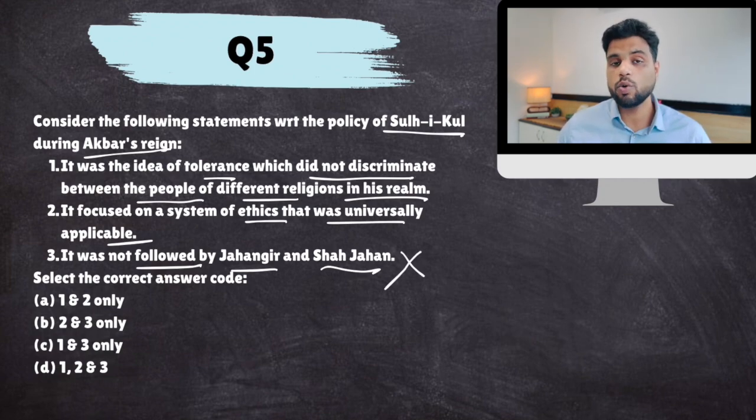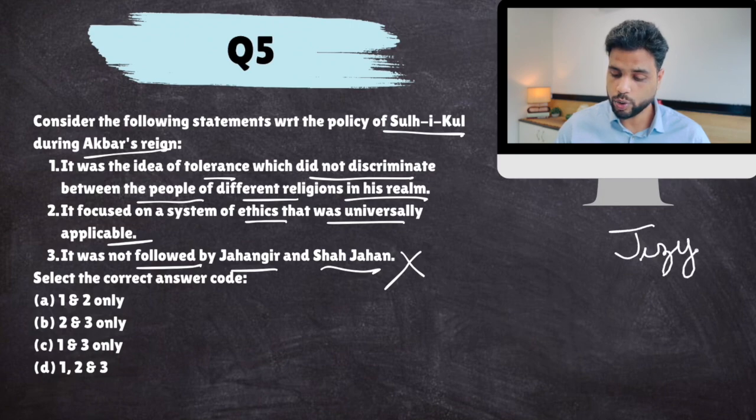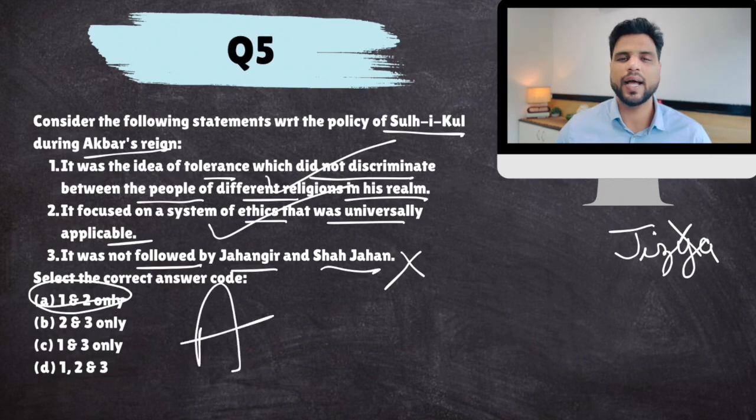Now, Sulh-e-Kul was of universal tolerance. People of all religious faiths can live under Akbar's reign. In fact, Jizya was abolished during Akbar. Okay, so it was the idea of tolerance which did not, yes. It focused on system of ethics, yes. Okay, so the answer would be 1 and 2. Clear? Next.